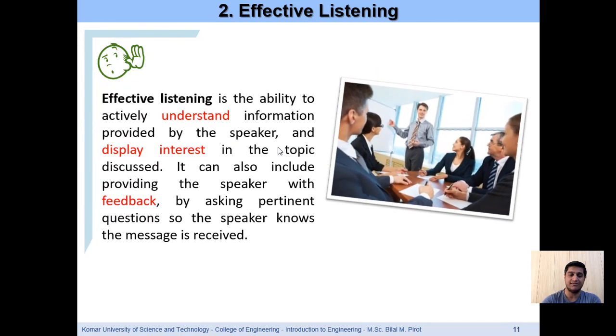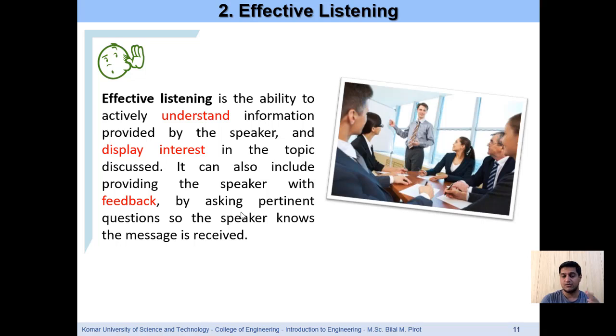Effective listening is the ability to actively understand information provided by the speaker and display interest in the topic discussed. It can also include providing the speaker with feedback by asking pertinent questions so the speaker knows the message is received. There are three main pointers for effective listening.